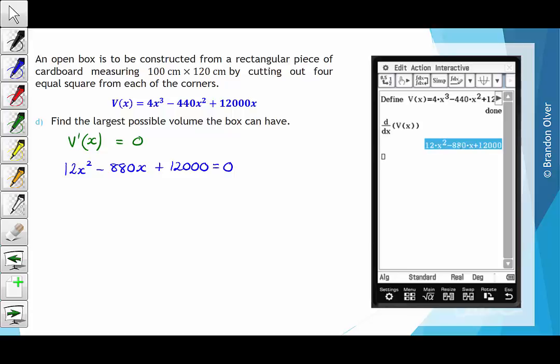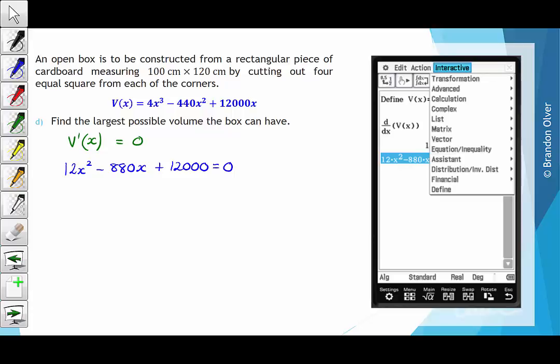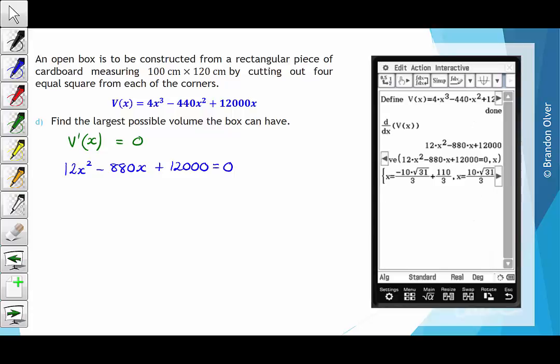We knew that to find any stationary points, which will be our maximum, we set our derivative equal to 0, and we solve that. So if we go interactive, equation inequality, solve, these are the solutions for our derivative equal to 0. We can also quickly check what their decimal values are. So the first one is 18.1 and the second one is 55.2, just to 1 decimal place.